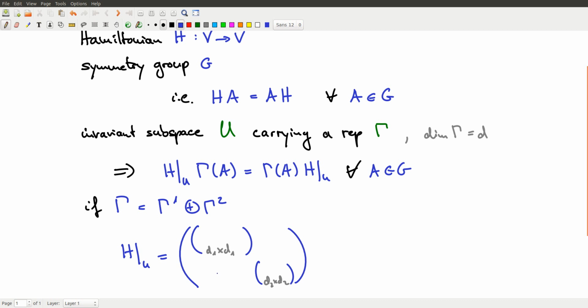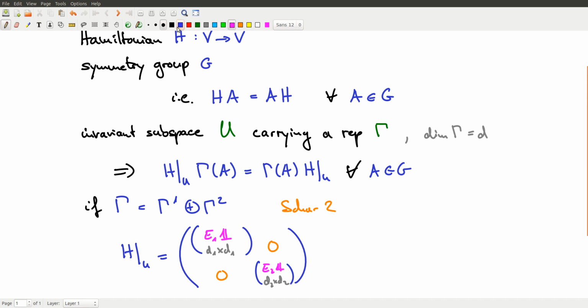And Schur 2 tells us that, let's do this in color, so Schur 2 tells us that these off-diagonal parts here are just zero matrices, rectangular, typically. And on the diagonal, of course, we have Schur 1, and Schur 1 tells us that, let's say here, it's a multiple of the identity, so that's a d1 times d1 unit matrix, and here it's a multiple of the identity.